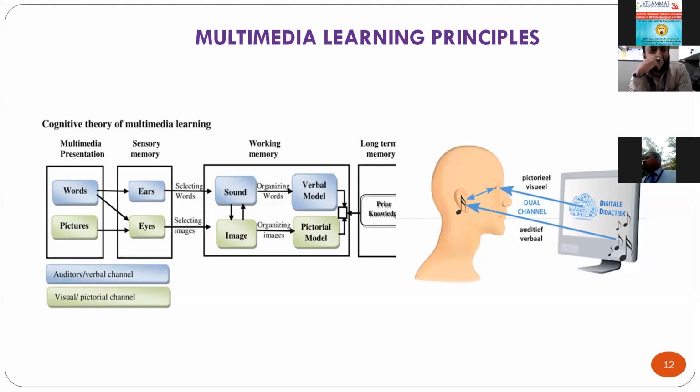So that is nothing but a combination of word models: words, pictures, auditory, verbal, pictorial, and video modes. Based on that, we should design the instructional, that is, the learning material. Then we will distribute, we will disseminate it to the particular learners based on their abilities.